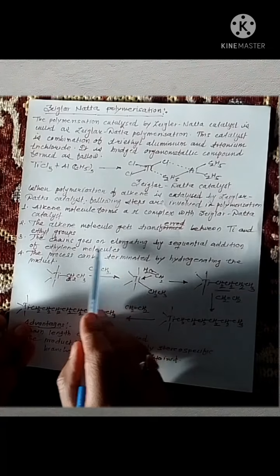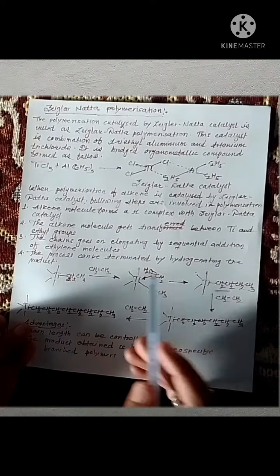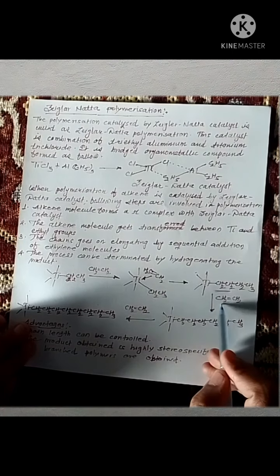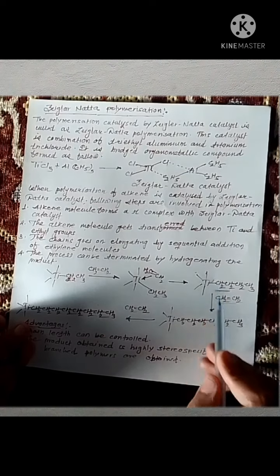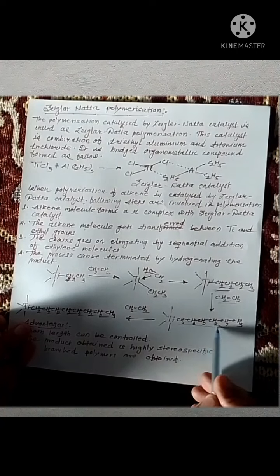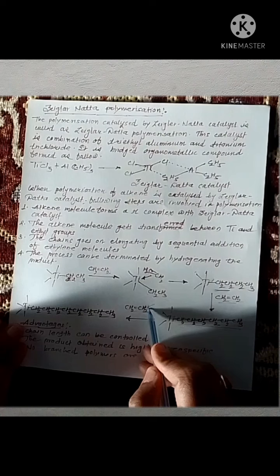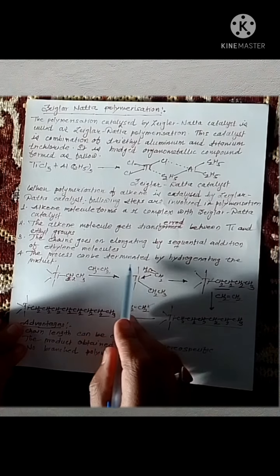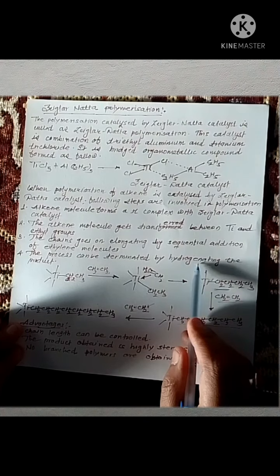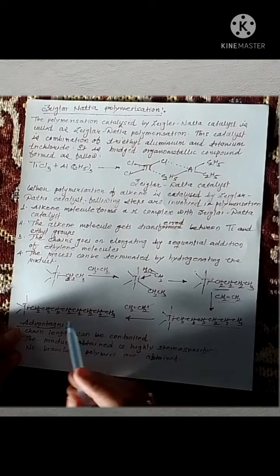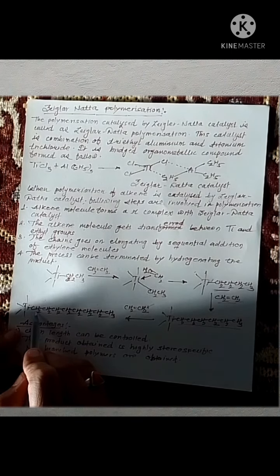The chain goes on elongating by sequential addition of ethylene molecules. In the next step, further ethylene molecules get inserted between titanium and this carbon atom. So the chain length goes on increasing as more alkene molecules are added. The process can be terminated by hydrogenating the product. At last, hydrogenation of this product takes place and chain growth gets stopped.